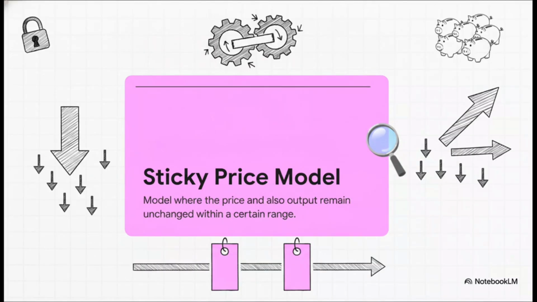Okay, another absolutely crucial oligopoly concept is the sticky price model, sometimes called the kinked demand curve solution. Ever notice how prices in certain industries just never really seem to change much? That's because of this model. It's a situation where price and output remain unchanged within a certain range. Why? Well, because firms are terrified that if they raise their prices, their rivals won't follow suit and they'll just lose market share. But on the flip side, if they lower their prices, rivals will immediately match them, which just leads to a massive price war where literally nobody wins. So the prices just stay sticky.